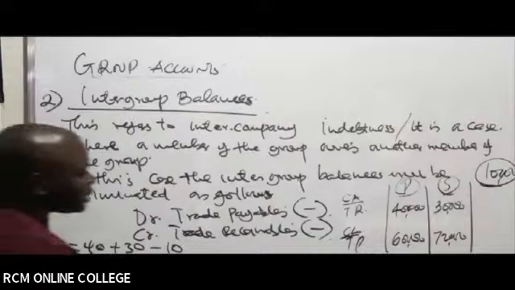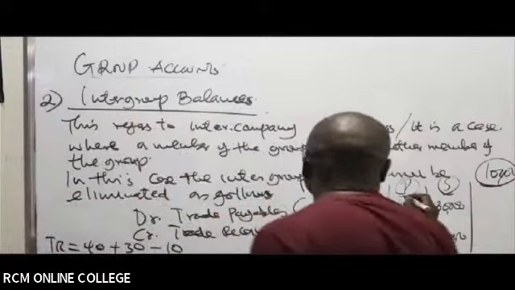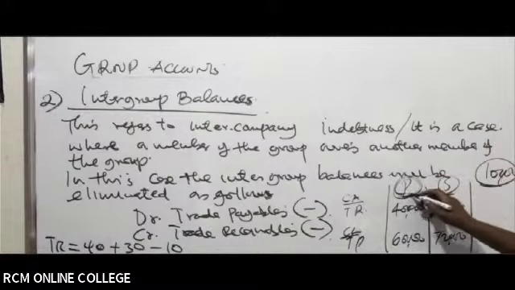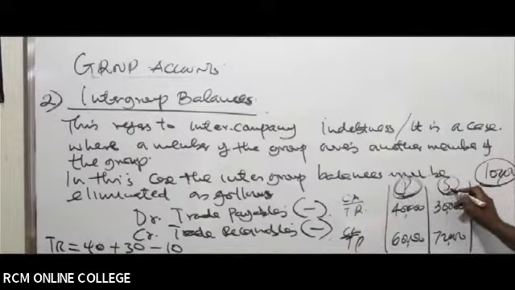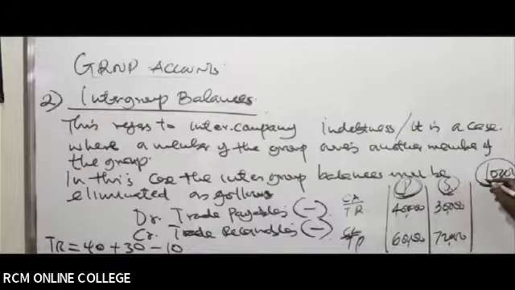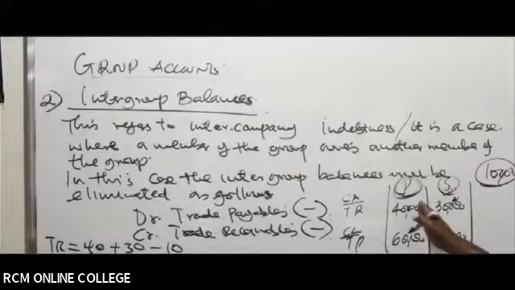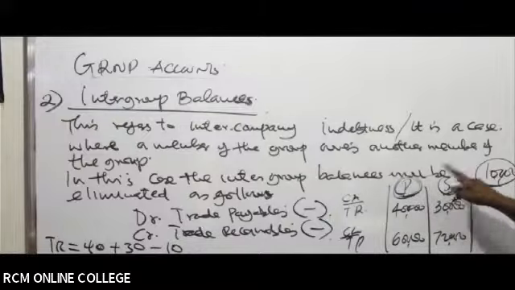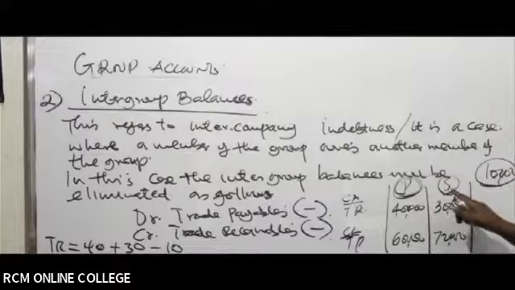Let's say, for example, this P is owing this one. It means this 10,000 is already inside here. You get the case? Each prepared separate books of accounts, and P is still owing S. When you owe the other one, he becomes a trade payable for you. But in his books of accounts, he becomes a trade receivable.